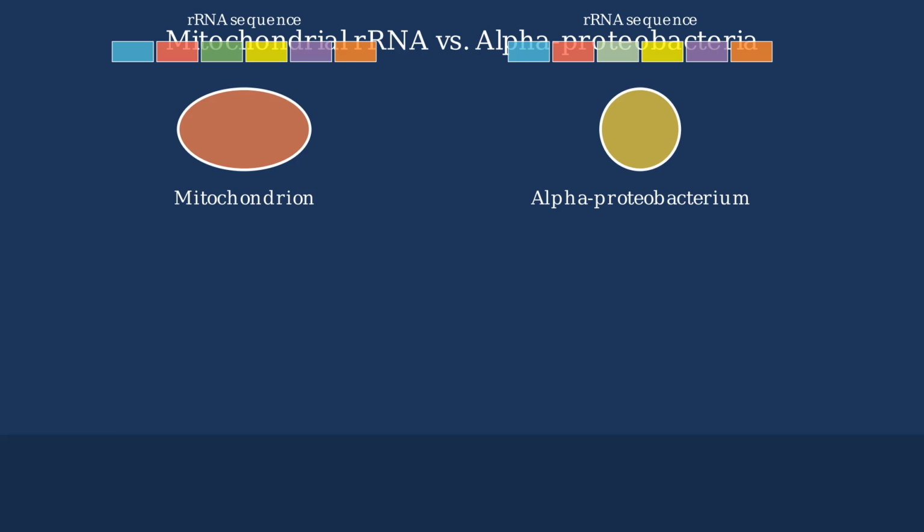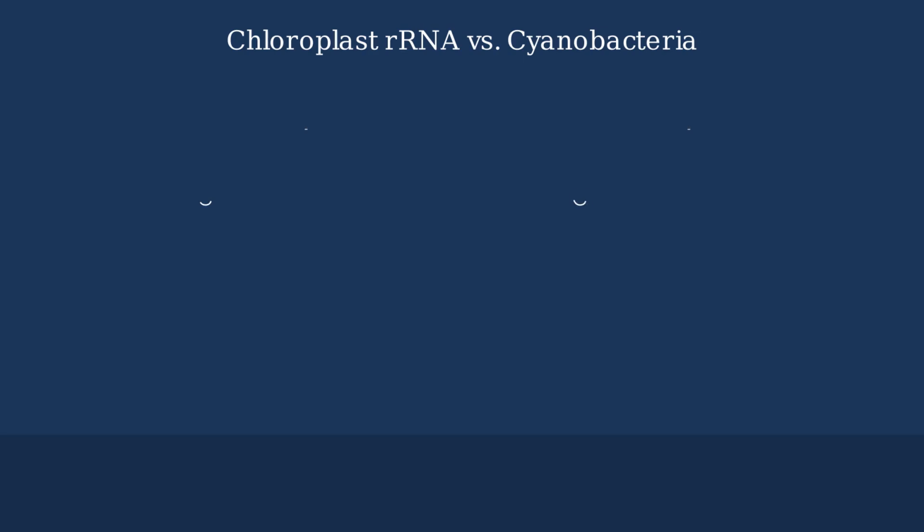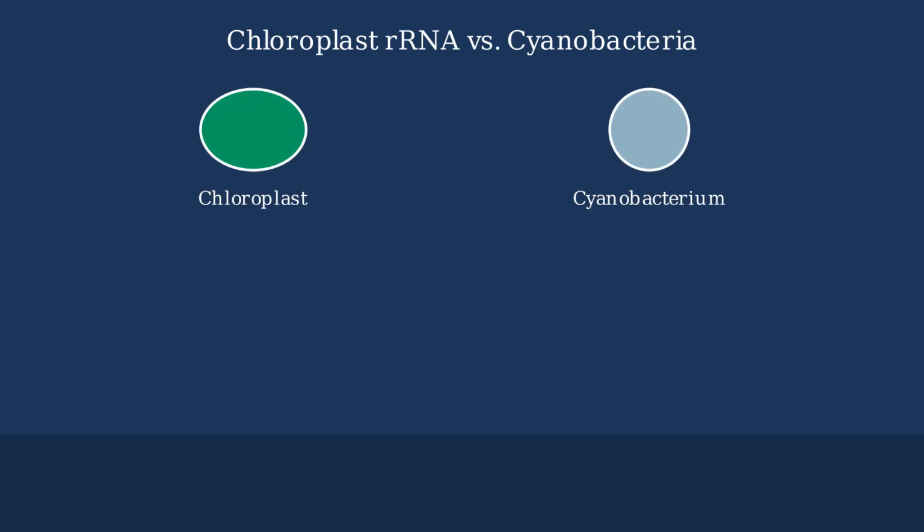Mitochondrial ribosomal RNA sequences share striking similarities with alpha proteobacterial RNA. The pattern of nucleotides shows clear homology, with matching regions that indicate a shared evolutionary history. The sequence similarity between mitochondrial and alpha proteobacterial rRNA is approximately 80%, far too high to be coincidental. A similar pattern emerges when we examine chloroplasts and cyanobacteria.